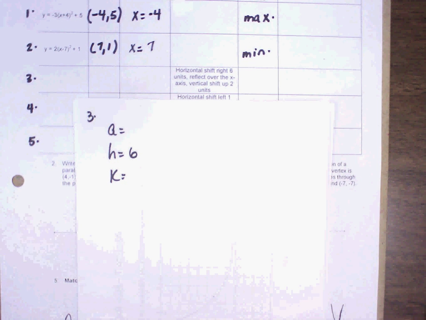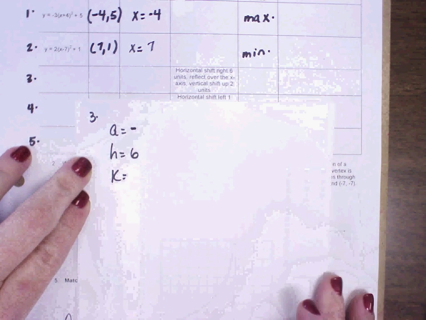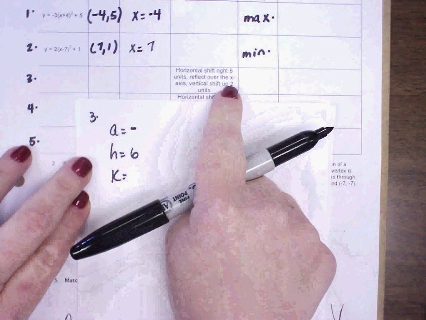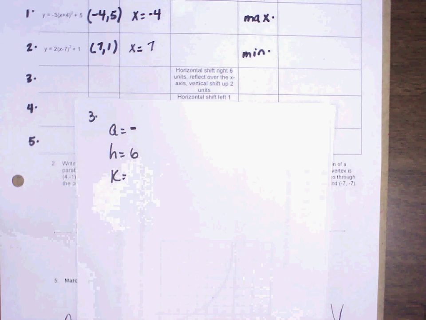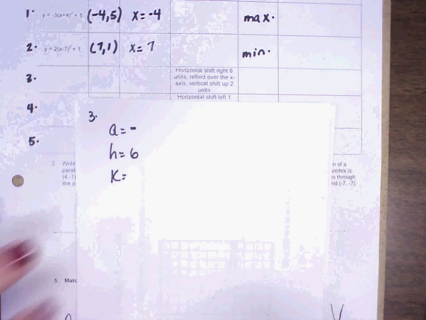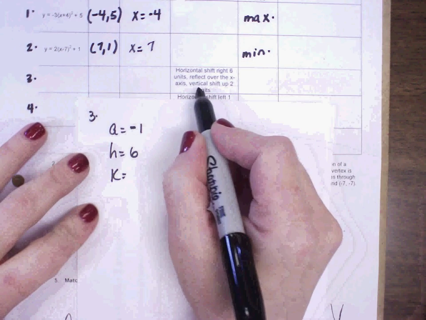Reflected over the x-axis. So is it positive or is it negative? It's negative because it's reflected over the x-axis. So this opens down, not up. So I know that it's a negative. It doesn't say that it's a vertical stretch or a horizontal compression, so I'm assuming that it is 1 because it hasn't changed. Unless it says horizontal compression or vertical stretch with a scale factor of whatever, it's always 1. Okay?